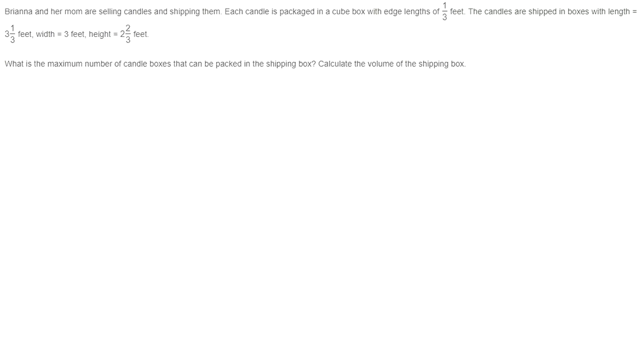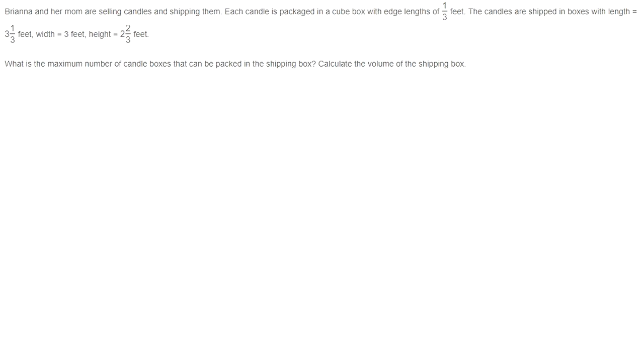Oh, I'm sorry, this is really tiny, but Brianna and her mom are selling candles and shipping them. It is a long process, Maya, and the problem with a long process is that if we get tired and make a little mistake somewhere in the middle, the whole answer is going to be wrong. So we want to make sure we stay sharp. That's okay, Ishmael. You're getting right back on real quick.